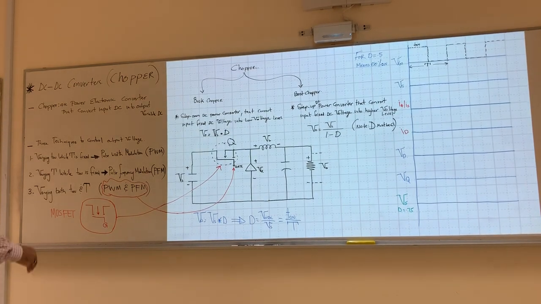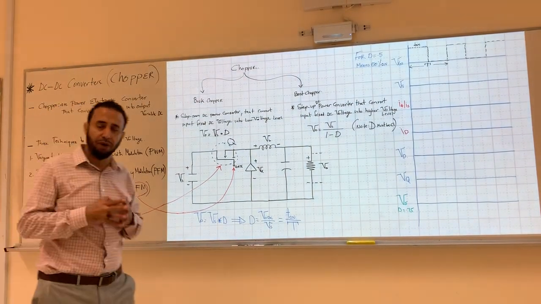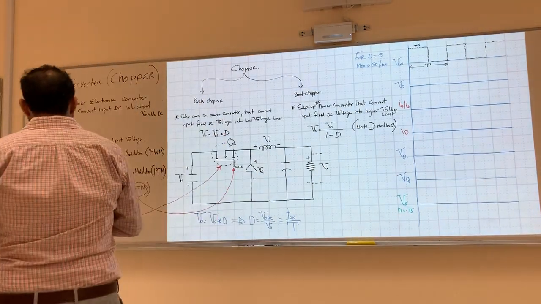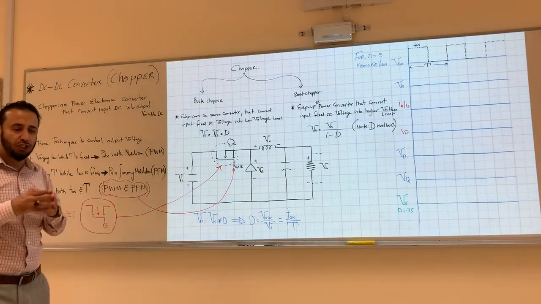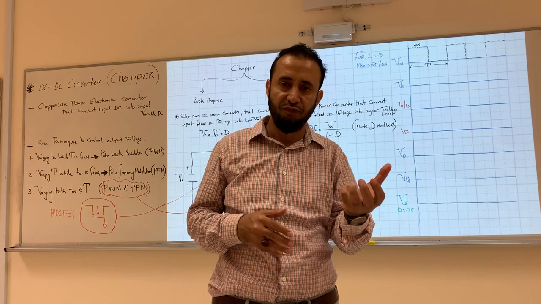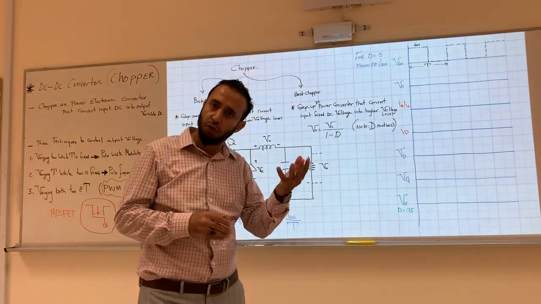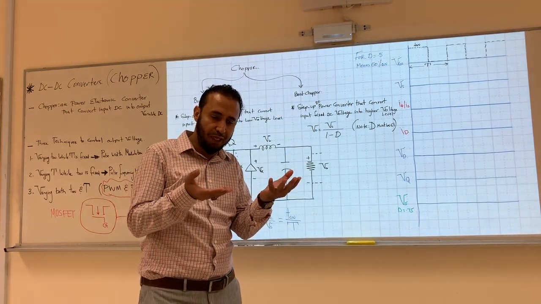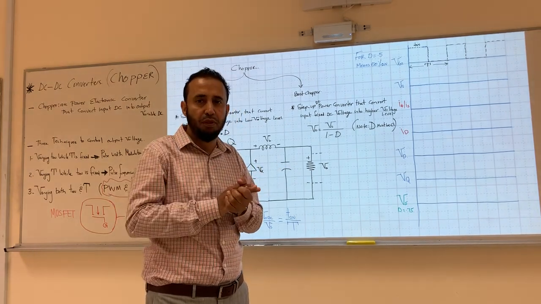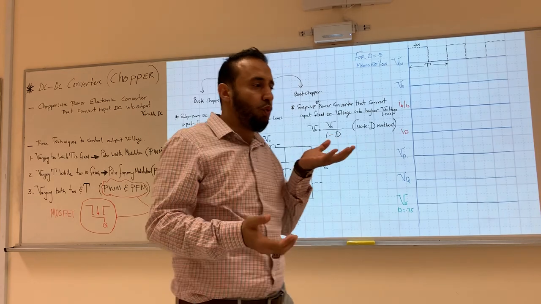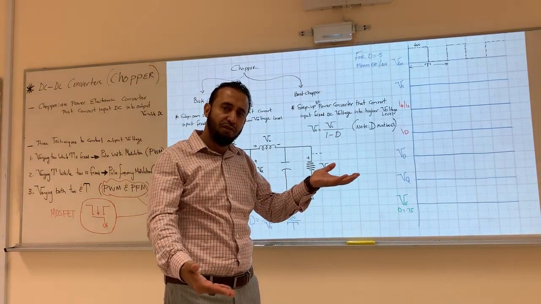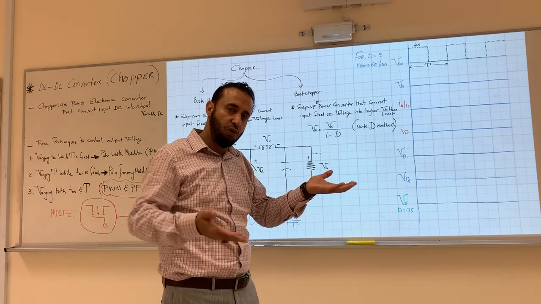And our topic for today is chopper. So what is chopper? Chopper is a DC to DC converter. So we have a DC voltage, let's say 120. Either we can bring it down, step down, or we can step it up. So we have a fixed voltage and we can bring it to a variable voltage, either down or up.